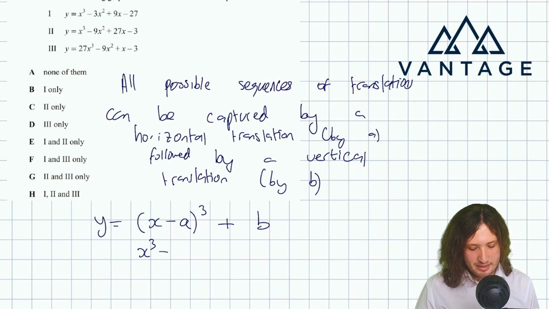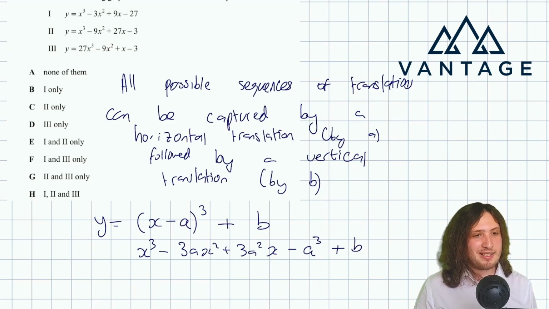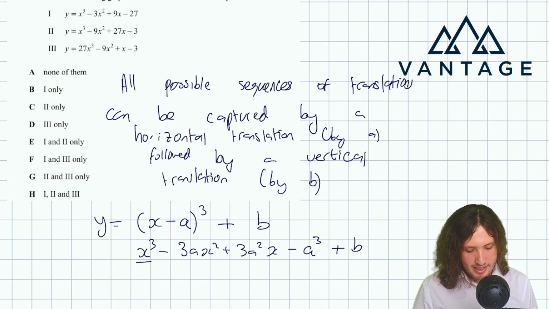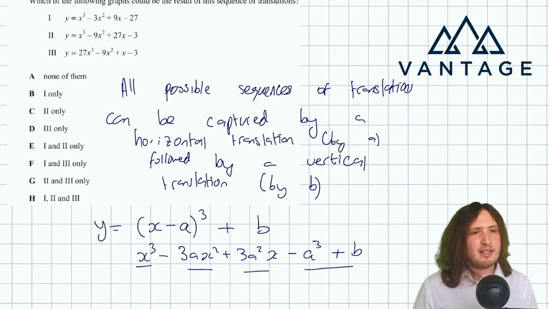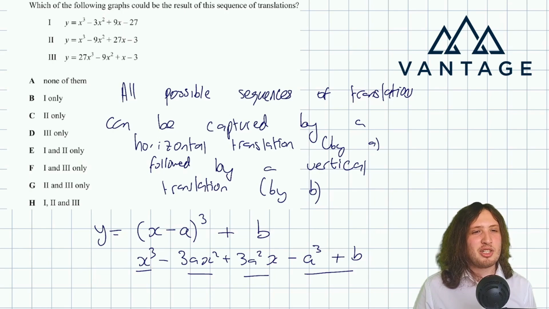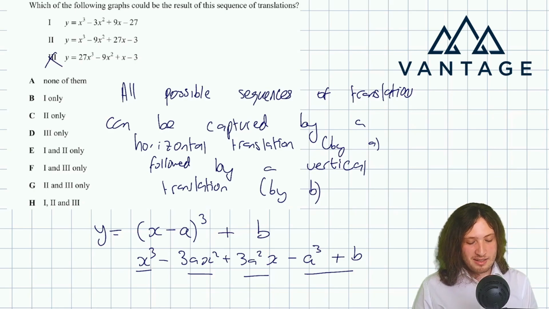Expanding out the brackets using binomial expansion, we get this for x minus A all cubed, and then plus B. The like terms have already been isolated: x cubed, x squared, x and constant. Now let's look at 1, 2 and 3. Are there choices of A and B that would give rise to any of these? Definitely not 3, because there's nothing we can do that would change our x cubed coefficient from being 1. So anything involving 3 gets ruled out. That's pretty useful. We're down to pretty good odds at this point.